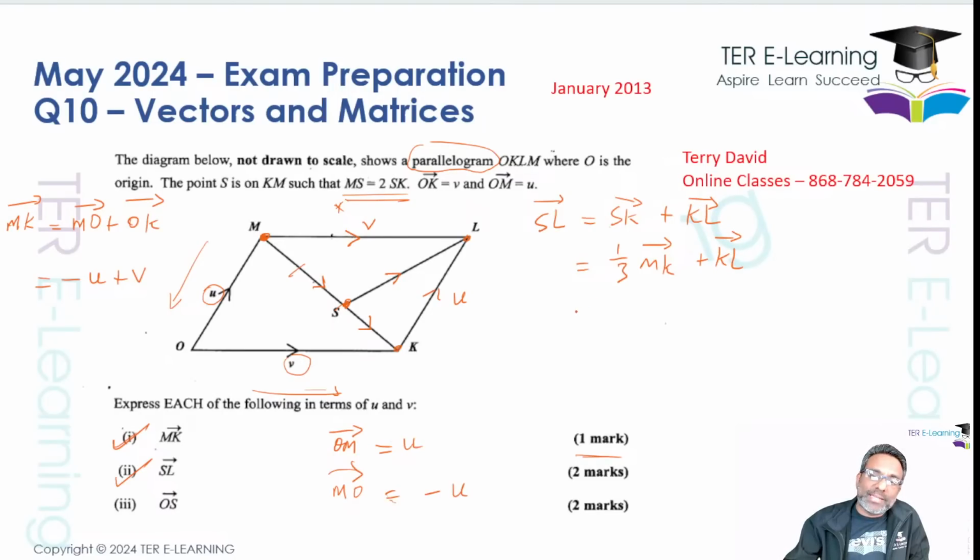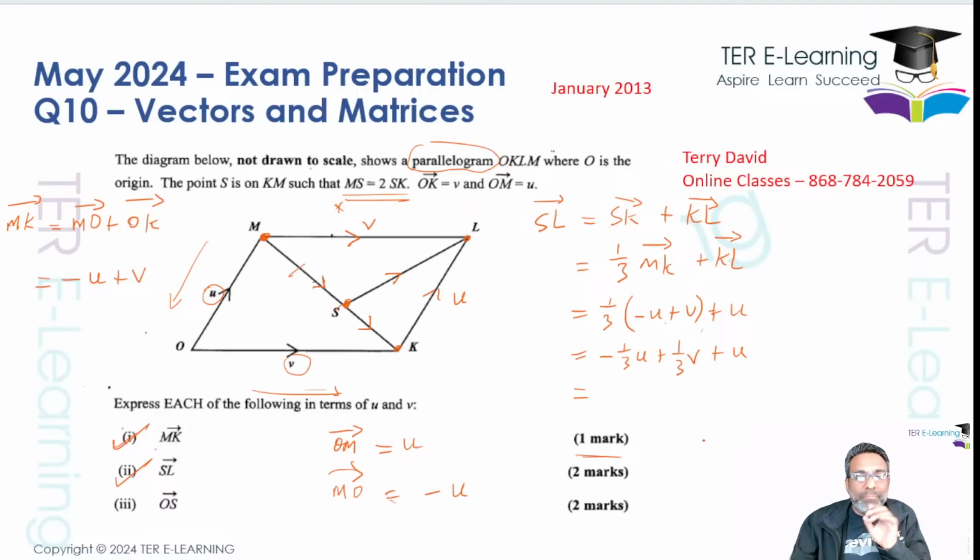So at this stage, it's just a matter of substituting the vectors into this equation. This is going to be 1/3, and MK is minus U plus V, plus KL, which is equal to U. Now you need to remove your brackets. So this is going to be minus 1/3 U plus 1/3 V plus U. And what you need to do here, guys, is simplify. I suggest that you use a calculator for this part, because a lot of students have trouble with the fractions.